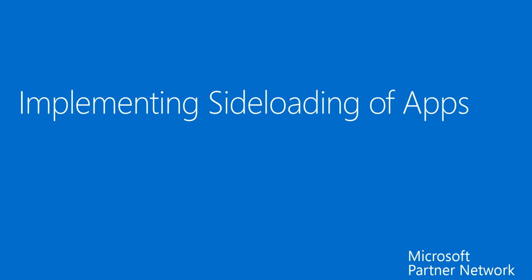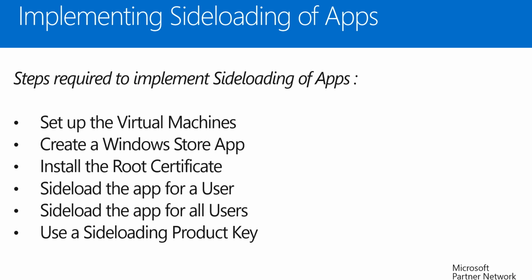So let's look at what all steps we need to take to implement sideloading of applications. If you want to create a test environment to implement sideloading of applications, here are the steps you need to take. Set up the virtual machines. We need at least two virtual machines. One machine will be a domain controller. The other machine will be a Windows 8 Enterprise machine on which the application will be hosted.